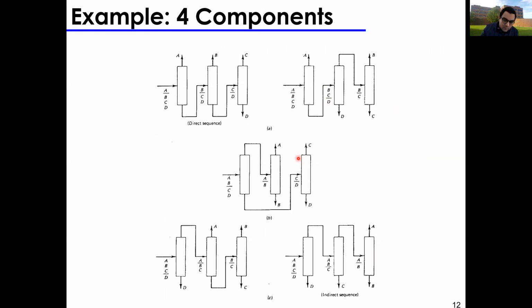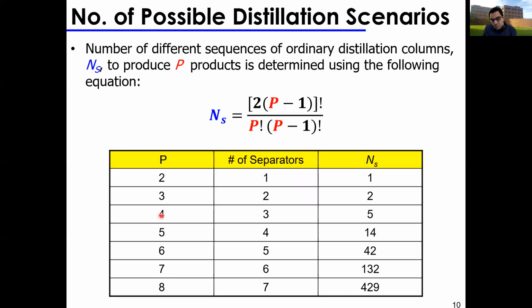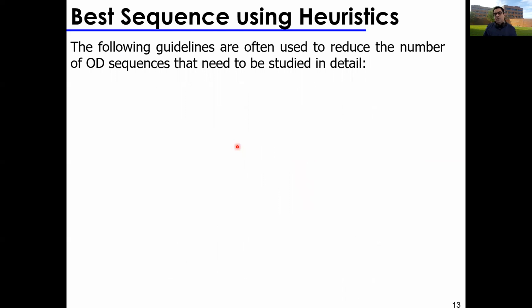So again, here I have 4 components, I need 3 columns, and I have 5 different sequences to do it, right? 4 products, and I need 3 distillation columns to achieve this objective, and I have 5 different possibilities. Okay, so how do you select the best sequence? You have some heuristics, right? So you need to use the following guidelines, and this slide will be important.